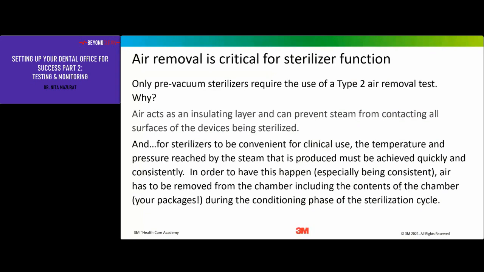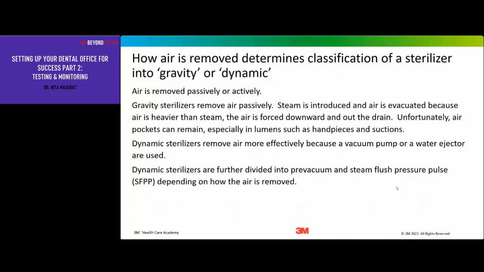And in order to have this happen, air has to be removed from the chamber, including the contents of your packages during the conditioning phases of the sterilization cycle. Air is removed. How the air is removed determines the classification of a sterilizer to gravity or dynamic.